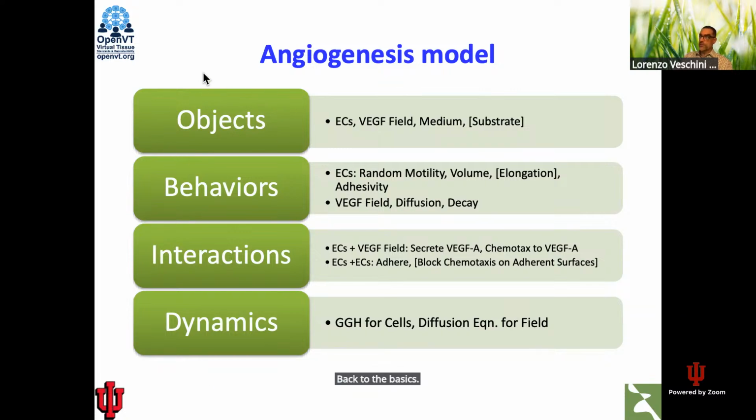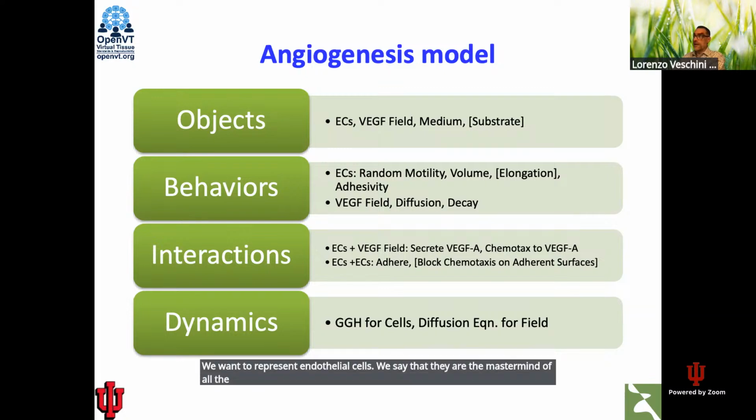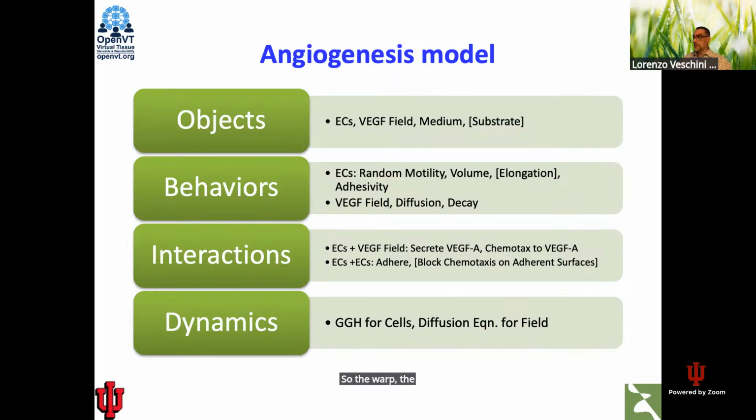About objects, what do we want to represent in our simulation? We want to represent endothelial cells. We say that they are the mastermind of all the process, and they are guided by VEGF, vascular endothelial growth factor. Then, like in all CompuCell simulations, like in all simulations, we have medium, so the environment, the substrate.